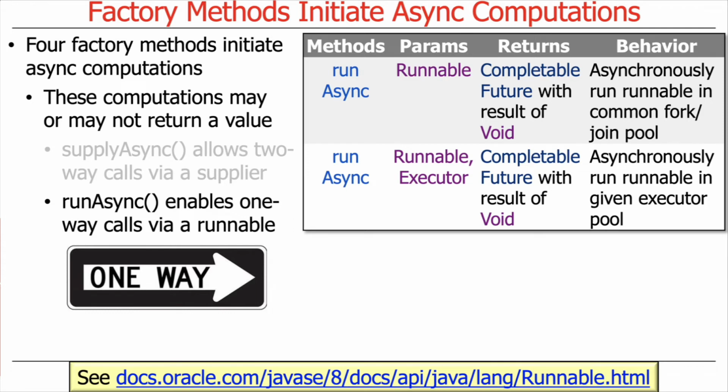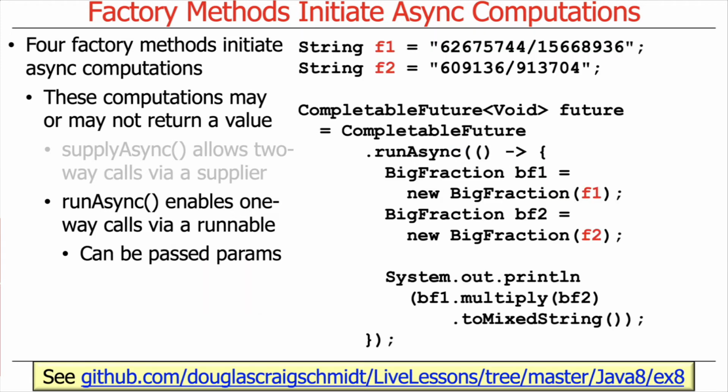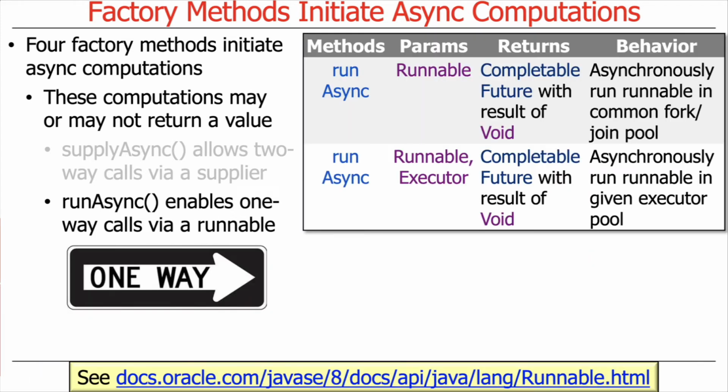There's also another variant called runAsync, which enables one-way asynchronous calls via a runnable, as opposed to two-way asynchronous calls via a supplier. You can see here, again, there are two methods: runAsync that just takes a runnable, and runAsync that takes a runnable and an executor. Of course, the first one on the top uses the common fork join pool, and the second one uses whatever executor is passed in. And in both cases, a completable future is returned.